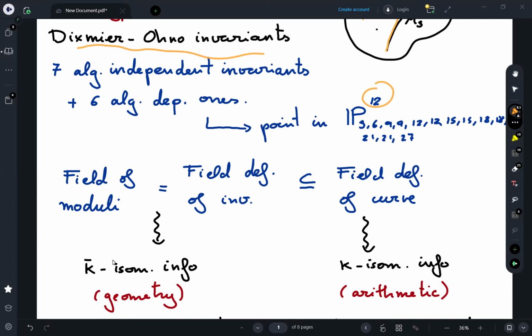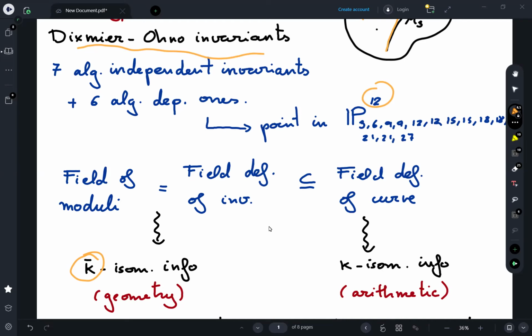So what we get is that the Dixmier invariants parameterize the points in the moduli space. The invariants are defined over a field, and this is the field of moduli. The point is defined over that. And those invariants give you the K-bar isomorphism class, right? Two curves are isomorphic if and only if they have the same invariants. So these invariants are really related to the geometry of the problem.